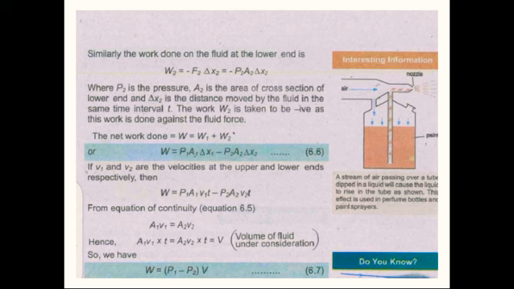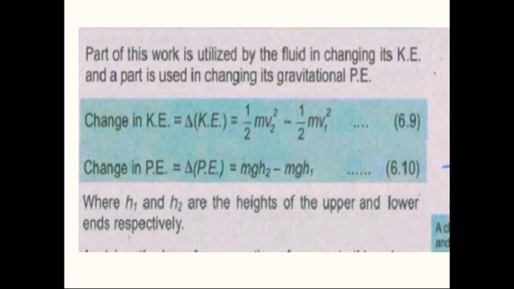So our new equation comes as W is equal to P1 minus P2, as in place of A1 delta X1 we have replaced volume. So volume we have taken common and written one side. Dear students, a part of this work done is utilized by the fluid in changing its kinetic energy, and a part of it is used in changing its gravitational potential energy. And we know the formula of change in kinetic energy: half mv2 square minus half mv1 square, and the formula of change in potential energy is mgh2 minus mgh1, as we have taken different heights, and h1 and h2 are the heights of the upper and lower end respectively.